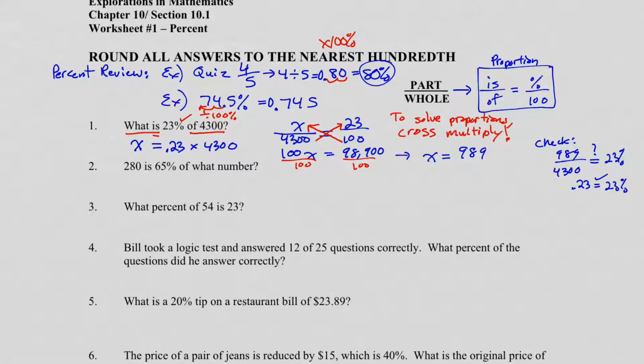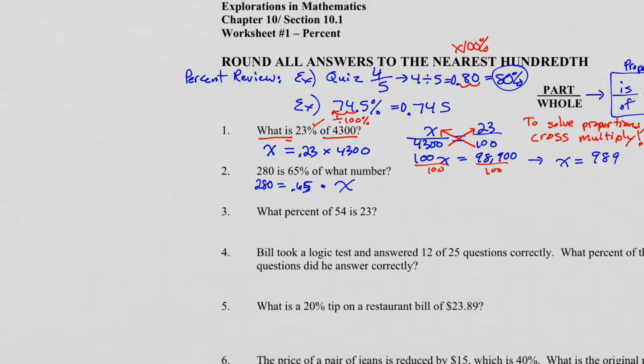as well. Okay, so if you're going to do number 2, the way the book has it, it's 280 equals 0.65 times x. Okay, now let me do a dot this time. Okay, you can solve that. However, I'm going to do it the other way. Let me go ahead and do this on the side.